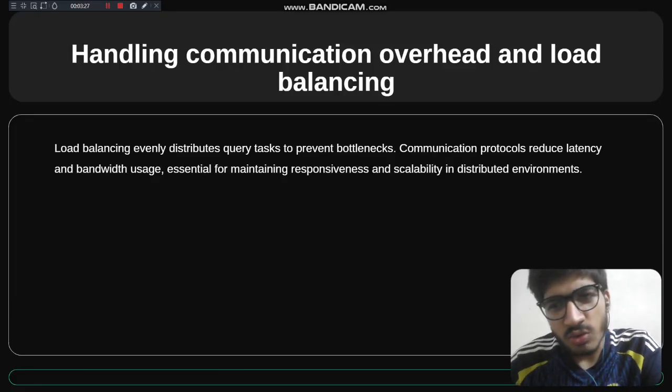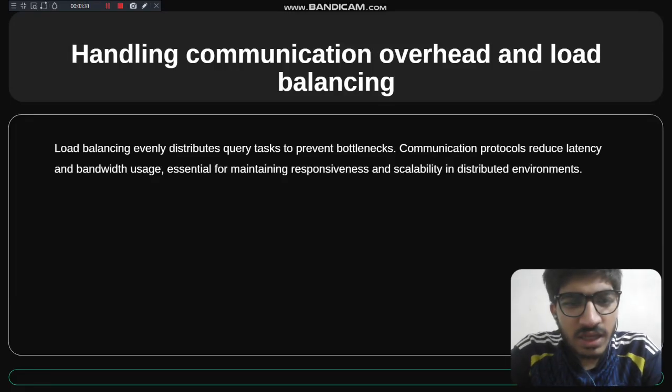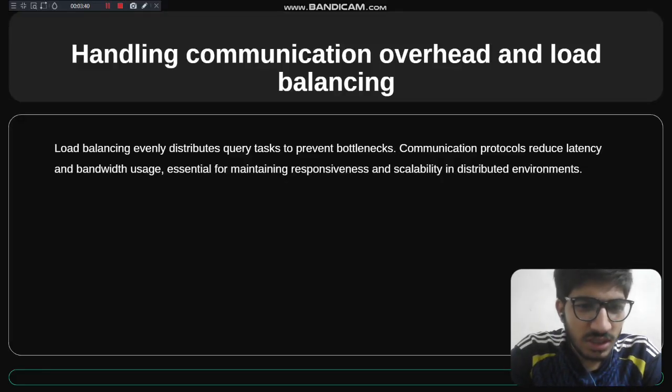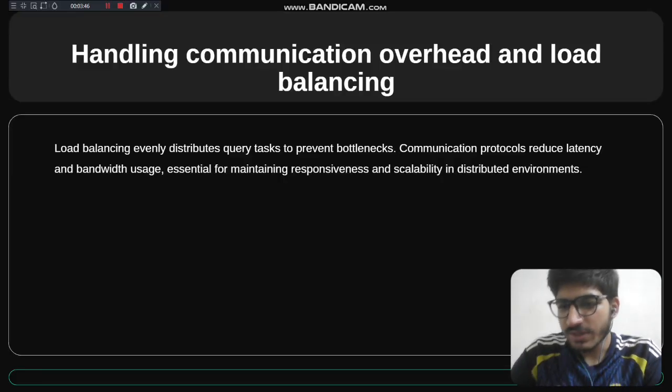Handling communication overhead and load balancing. Load balancing evenly distributes query tasks to prevent bottlenecks. Communication protocols reduce latency and bandwidth usage, essential for maintaining responsiveness and scalability in distributed environments.